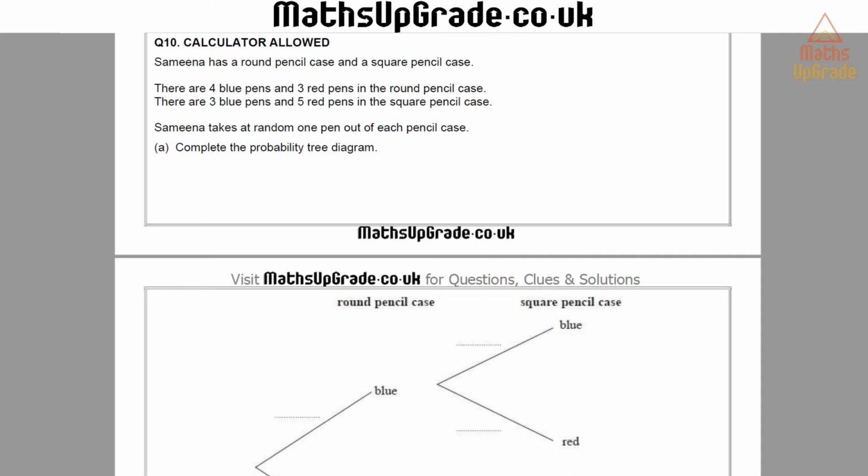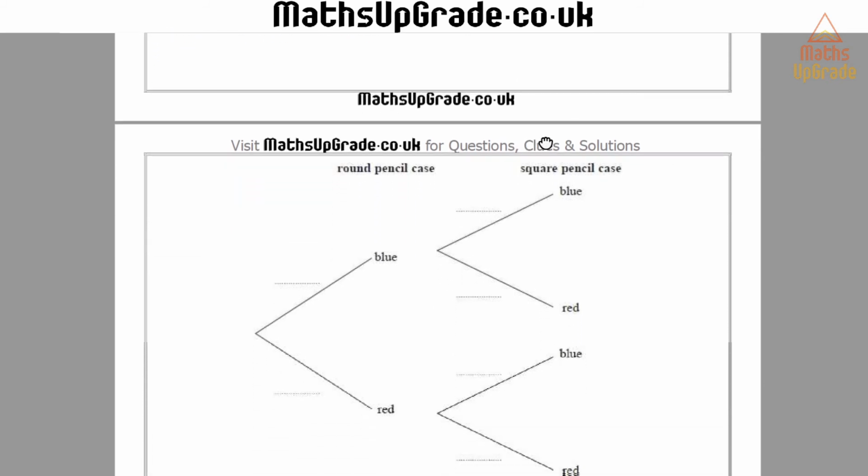In question 10, I'm told that Samina has a round pencil case and a square pencil case. There's 4 blue pens and 3 red pens in the round pencil case, and there's 3 blue pens and 5 red pens in the square pencil case. She takes at random a pen from each pencil case. You need to complete the tree diagram. So what I need to do here, I need to put the information into this tree diagram here.